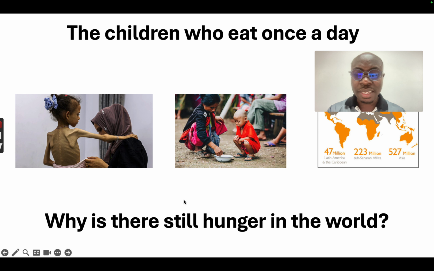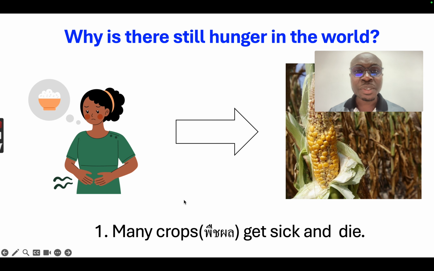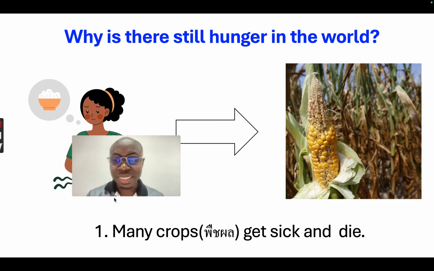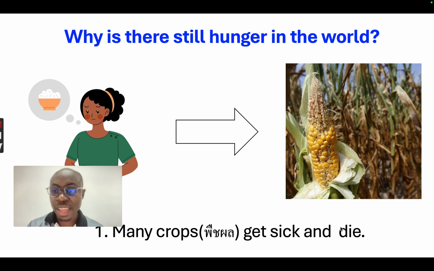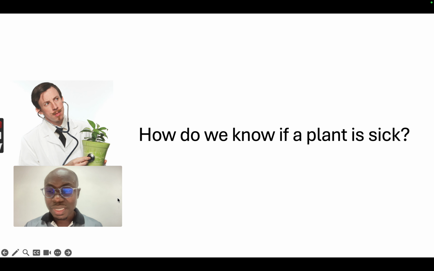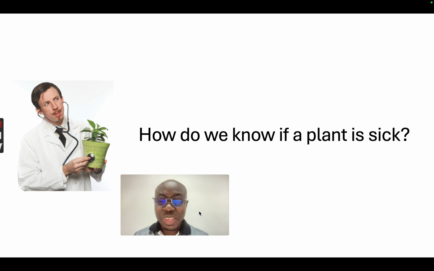One reason is this. When the farmers plant the crops, sometimes the crops get sick and die. So we don't have food for everybody. Now, how can we help farmers to know when their plants are sick so that we can get more food? How do we know if a plant is sick?